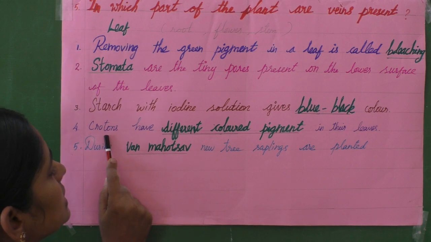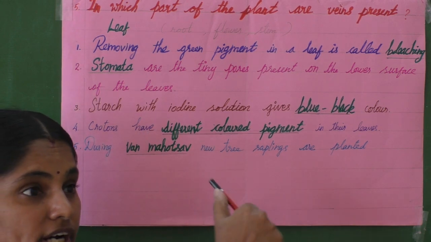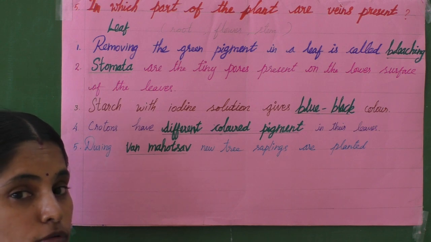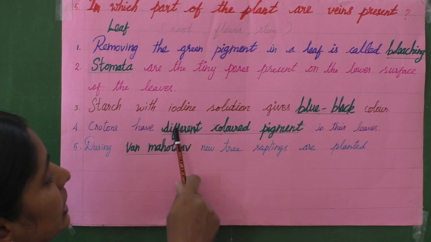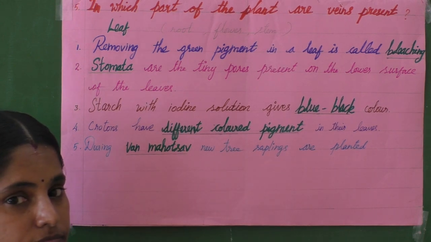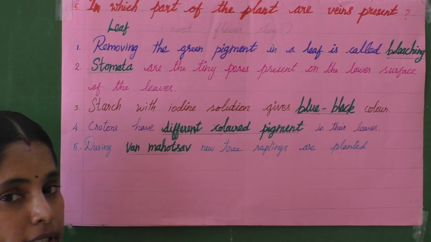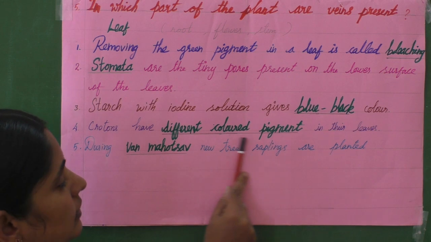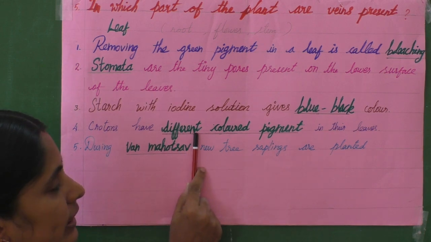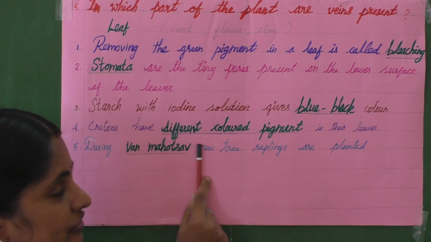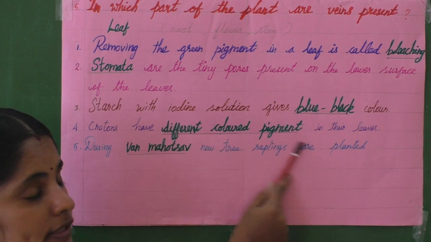So crotons have different colored leaves. Usually only the green pigment is present, whereas in crotons different colored pigments are present. Red color, pink color, like that, different colored pigment. Different, D-I-F-F-E-R-E-N-T, different colored pigment.